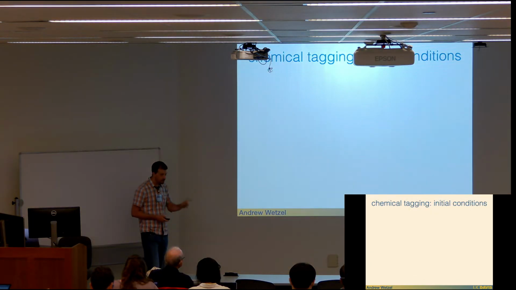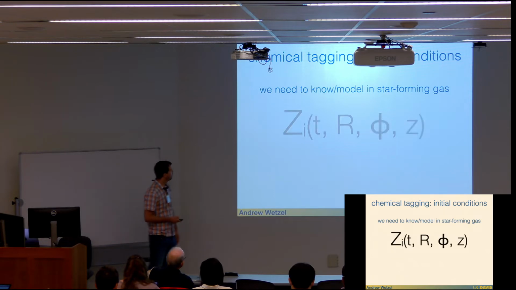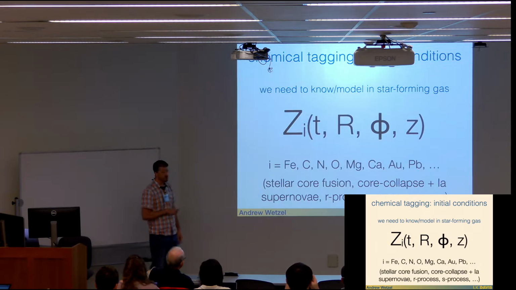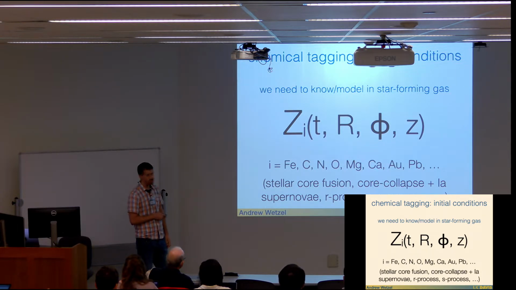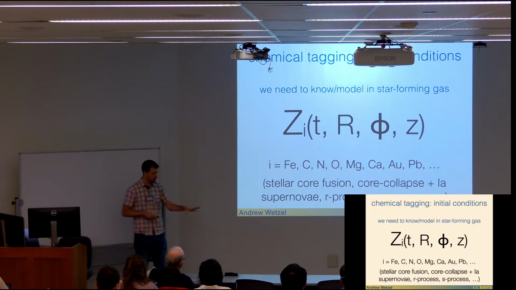One of the things we have to understand if we're going to use chemical tagging is what the initial conditions of metallicity variations in the Milky Way were across its history, when the stars formed. So we need to model the metallicity of each element as a function of age, or look-back time, as a function of radial position in the galaxy, azimuthal position in the galaxy, and in principle, although in practice not necessarily very important, the height above the disk. And this is of tremendous interest for models of chemical tagging.